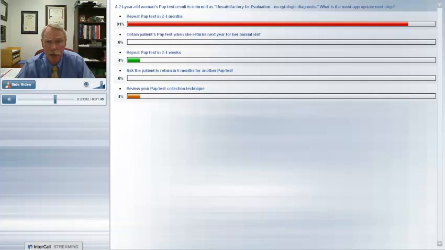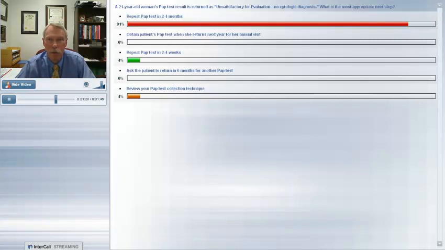Repeat the patient's Pap test in 2 to 4 months. Obtain the patient's Pap test when she returns next year. Repeat the Pap test in 2 to 4 weeks. Ask the patient to return in 6 months for another Pap test. Very good. 100% of the respondents to this polling question have answered repeat the Pap test in 2 to 4 months. That is generally considered to be the most appropriate management.